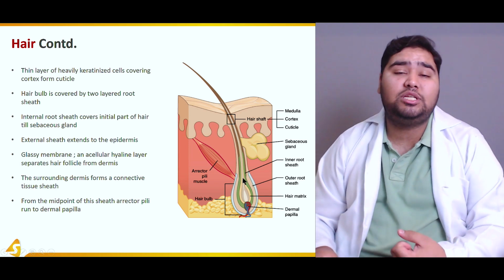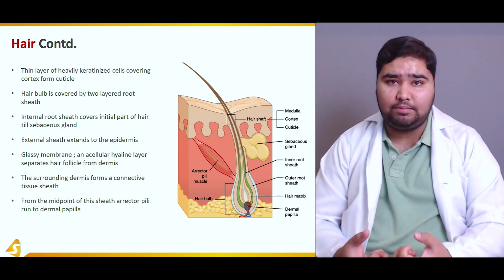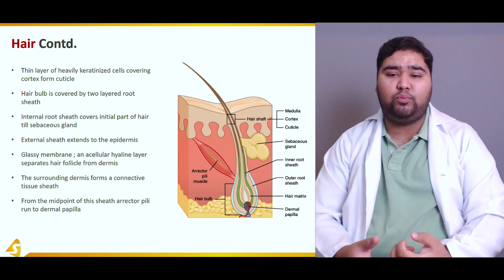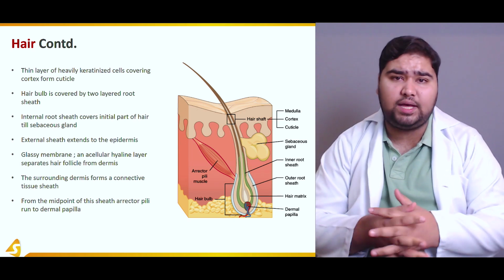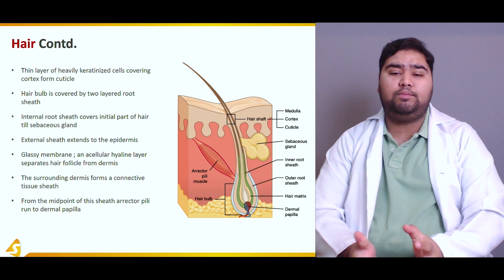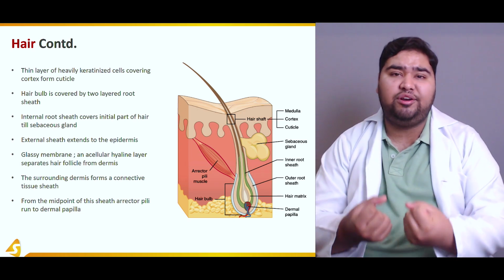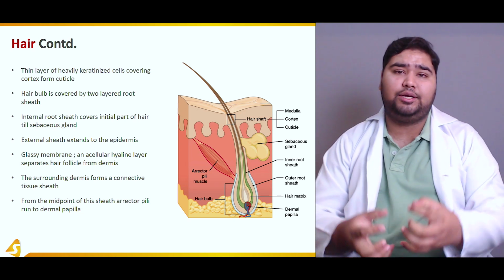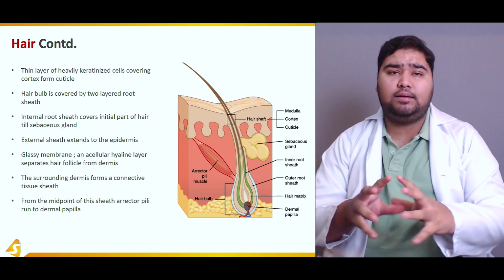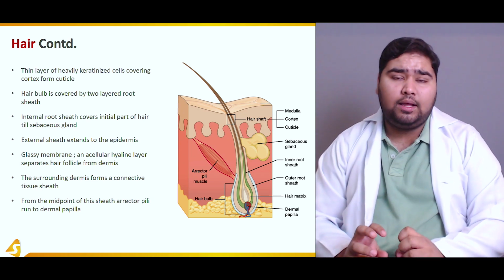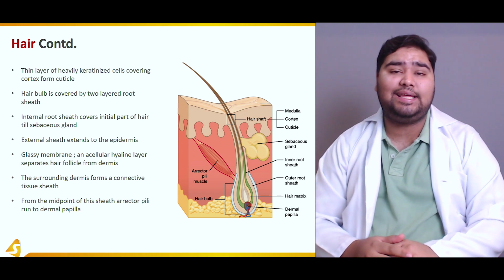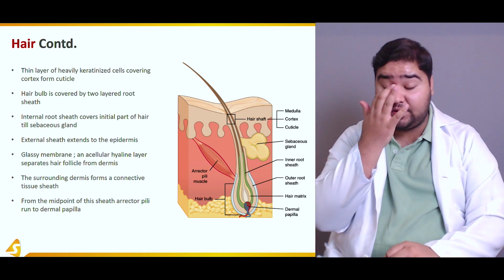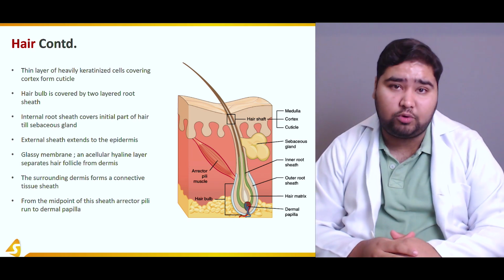Erector pili is responsible for goosebumps. What happens is whenever you experience fear or cold, these erector pili muscles contract and they tend to accumulate a column of warm air around the skin, which acts as an insulator and helps to prevent dissipation of heat from the body.